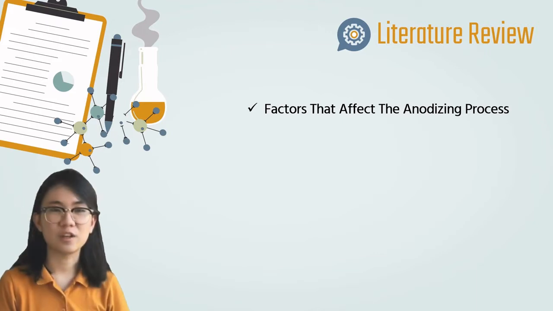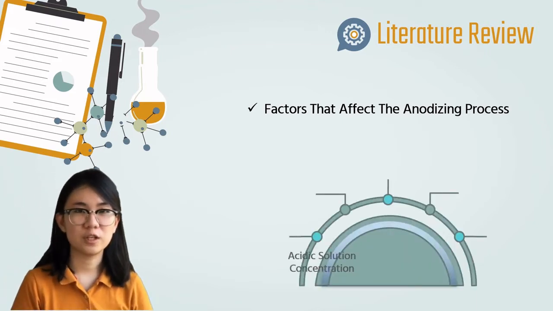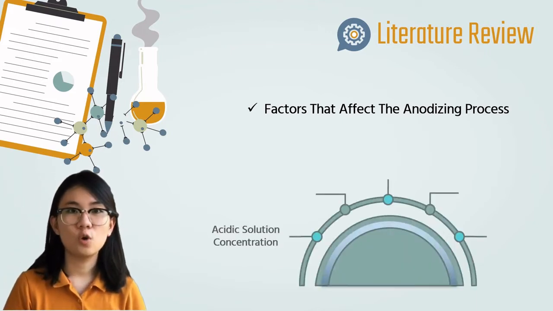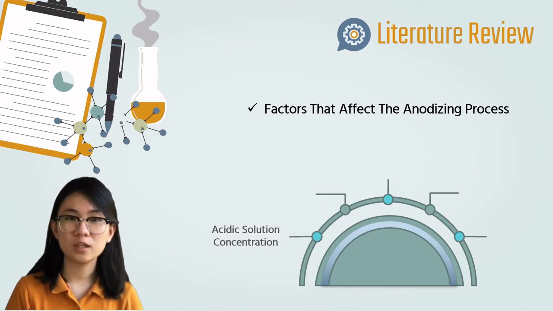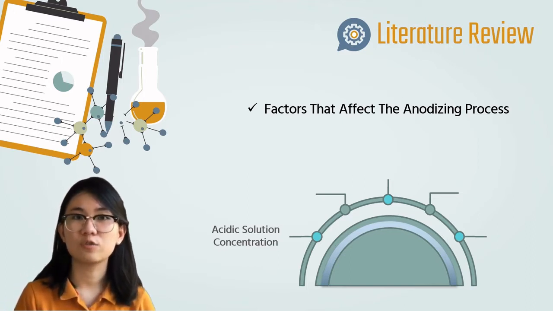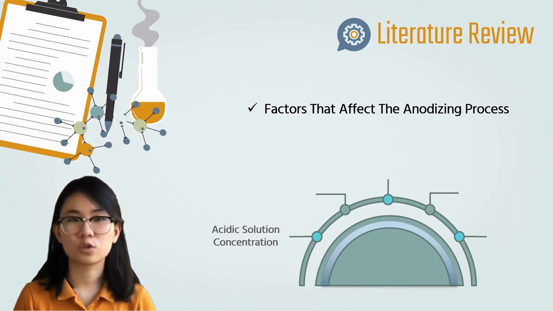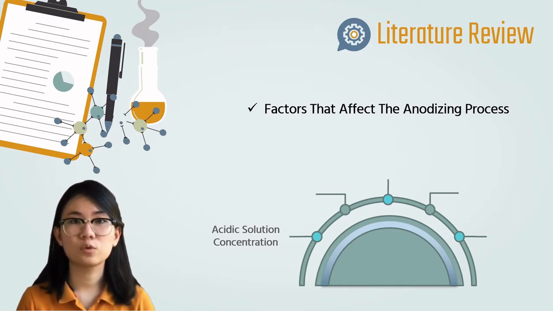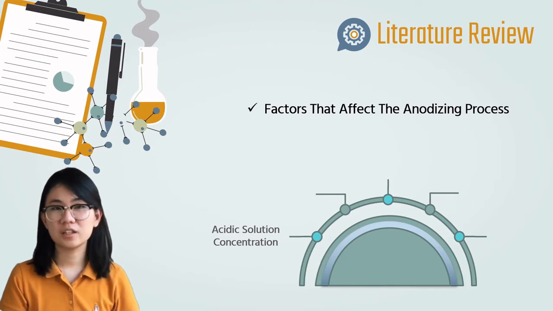There are several factors that affect the anodizing process. The first one is acidic solution concentration, which works as a conductor in aqueous state by reducing the resistance along the aqueous media. The higher the concentration of a solution, the more ions there will be to transfer electricity current from anode to cathode. The next one is electricity current.